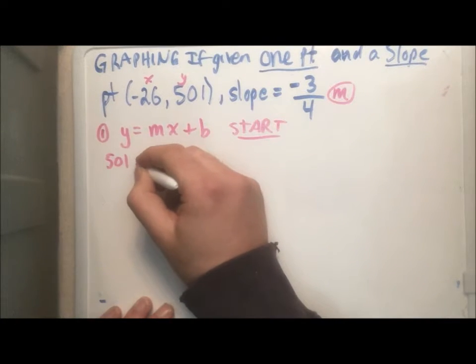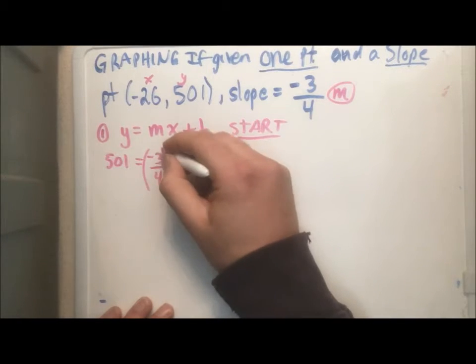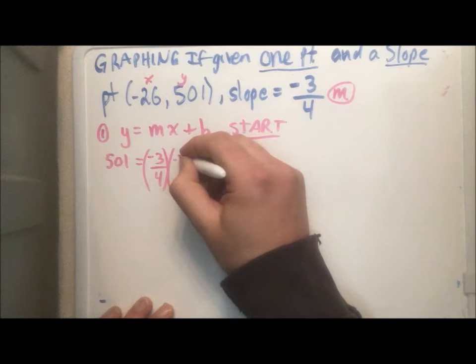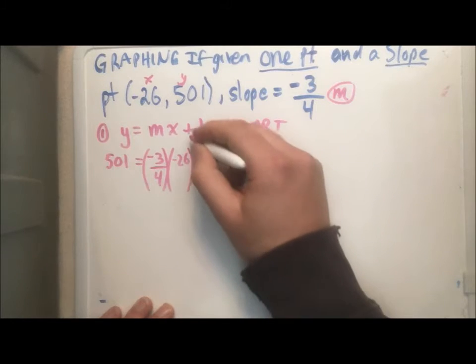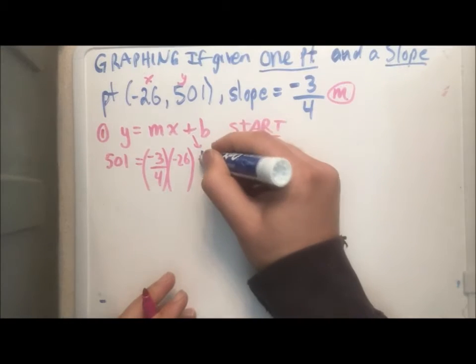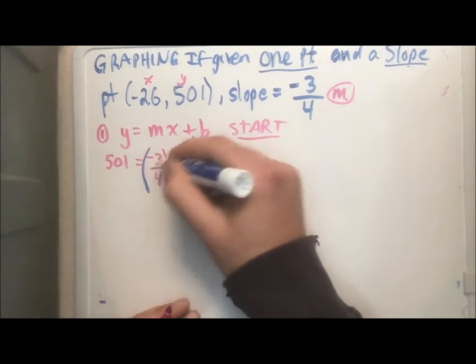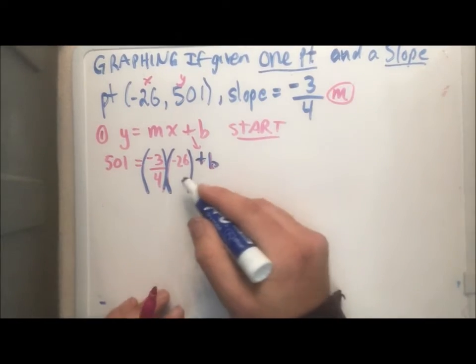501 equals negative 3 over 4, x is negative 26, and then there's plus b. So we don't have b. I just put things where they needed to be. I didn't even do any calculating at all.